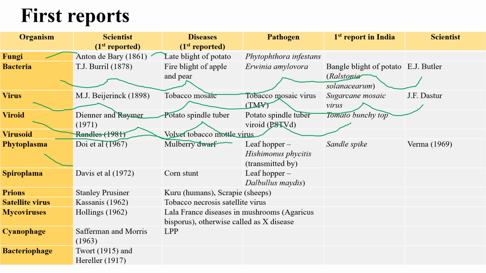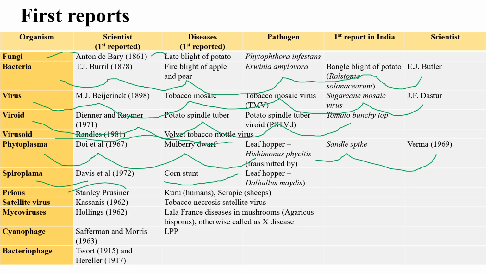The next one is phytoplasmal disease, reported by Doi et al. The first phytoplasmal disease in 1967 was mulberry dwarf, transmitted by leafhopper Hishimonas phycitis. In India, it was sandal spike, the first phytoplasmal disease, reported by Verma in 1969. Spiroplasma: Davis et al., citrus stubborn, transmitted by leafhopper Dalbulus maidis.